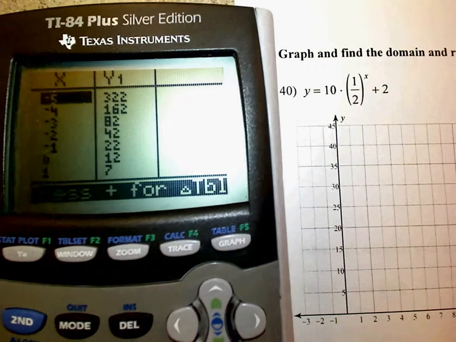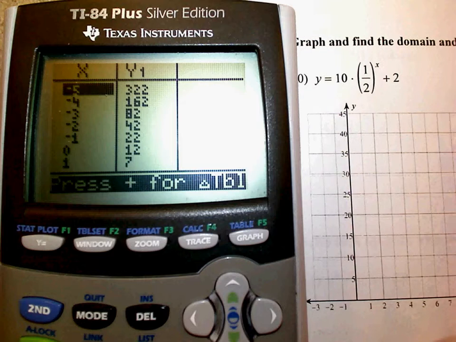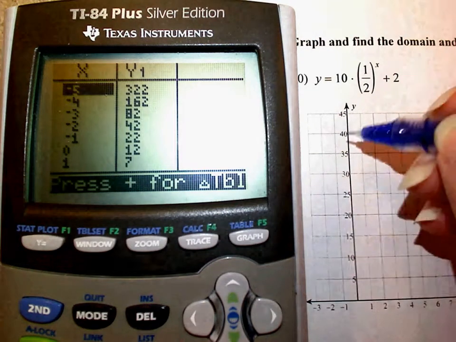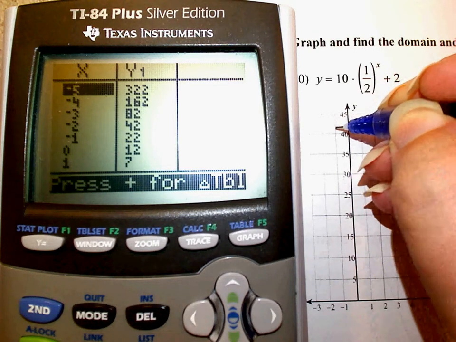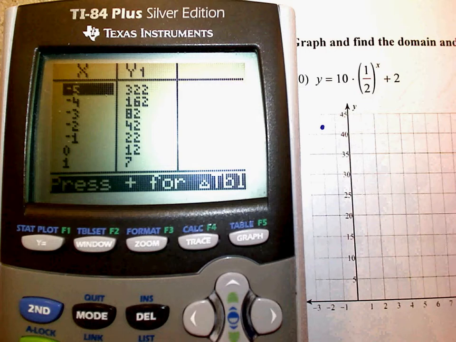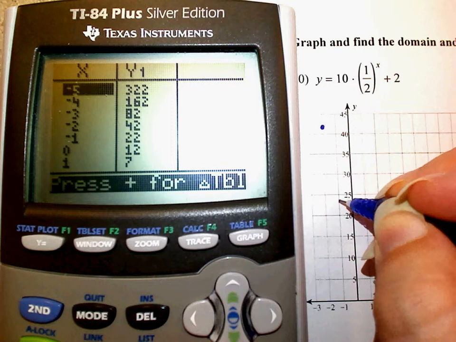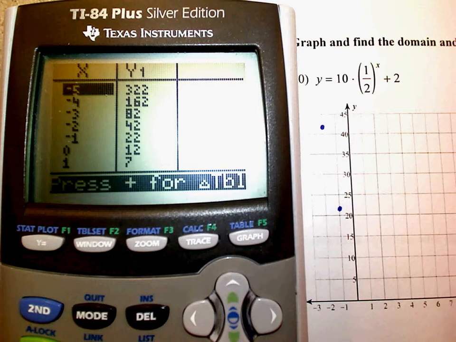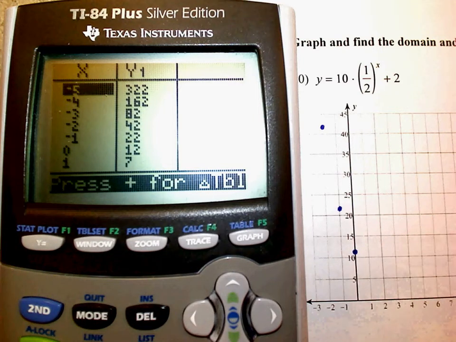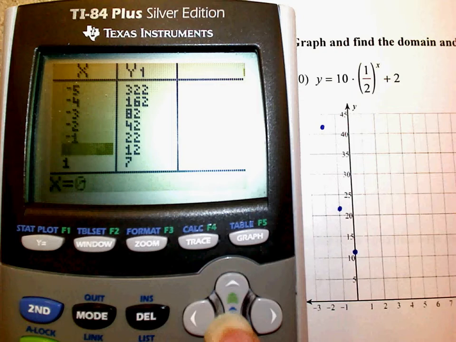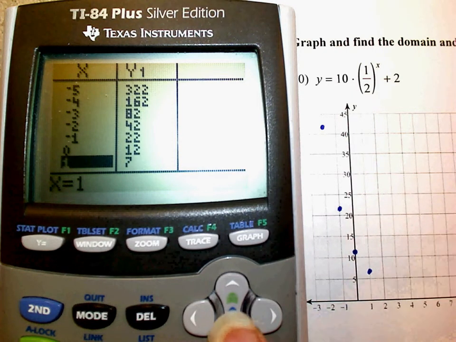I see that at negative 2, it's at 42, yeah? So at negative 2, we're at 42. That's 40, so 42 and a half, so 42. It's right around there. At negative 1, we're at 22. At 0, we're at 12. At 1, we're at 7. And then at 2, we're at 4.5.